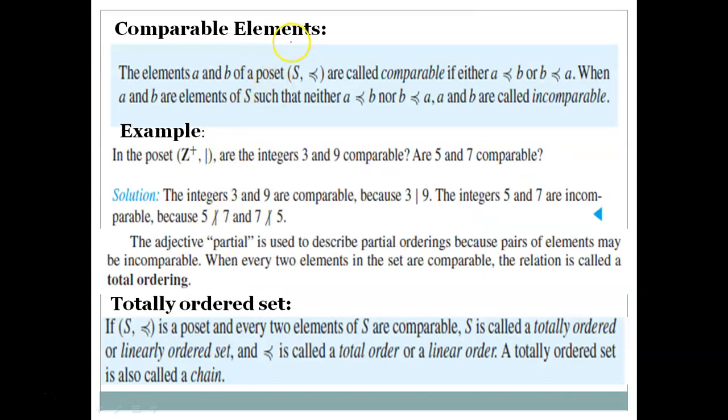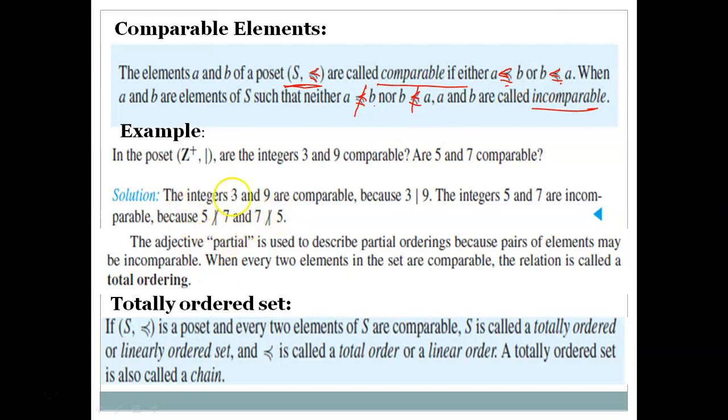Next is the comparable element. Comparable element in a set. The elements A and B of a partially ordered set. Suppose you are given this partially ordered set. This is the same less than equal to, but it is written in some different manner. If we have a partially ordered set S, then two elements are said to be comparable if either A less than equal to B or B less than equal to A. When elements A and B are such that neither of these is true, then these elements are called incomparable elements.